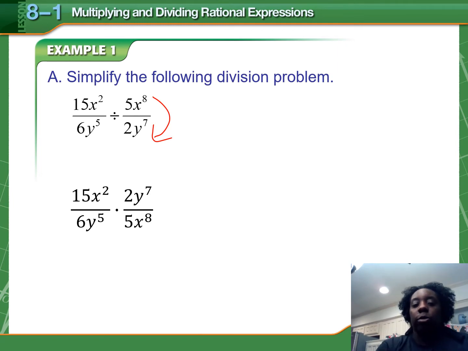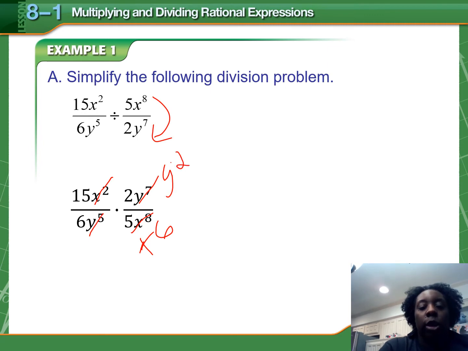So let's start with the variables. That's pretty easy, because x over 2 is going to cancel. We'll have x to the 6 here, and y to the 7 over y to the 5 is going to be y squared. So now it's going to knock out all these fractions, these numerical values. Let's go ahead and reduce 15 over 6. They both have a 3 in them. So 15 divided by 3 is 5, and 6 divided by 3 is 2.